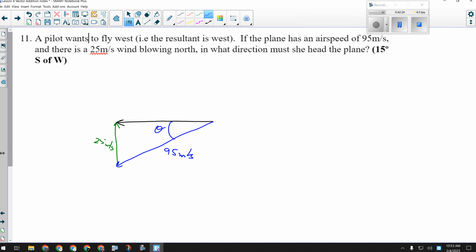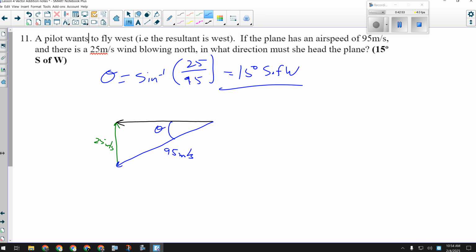Okay, so what direction must we head the plane? All right, well, that's theta. Now, that's probably not the greatest scale diagram, but there's not much else to do with it, so it's not terribly important there. All right, so I'm looking for this angle. I've got the hypotenuse and the opposite side, sine inverse of 25 over 95. That's going to give me 15 degrees south of west, which is a reasonable angle for me to point the plane if I want the wind to push it back to due west. Okay, everybody all right with that?